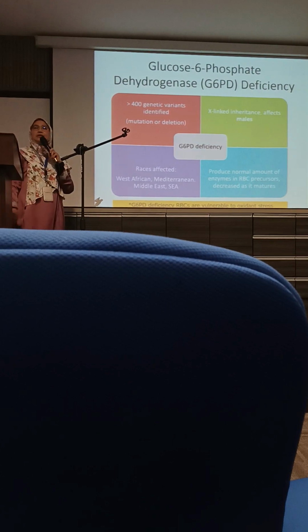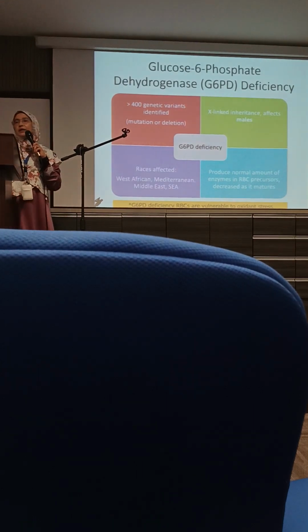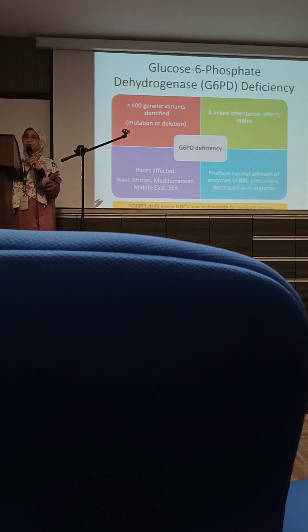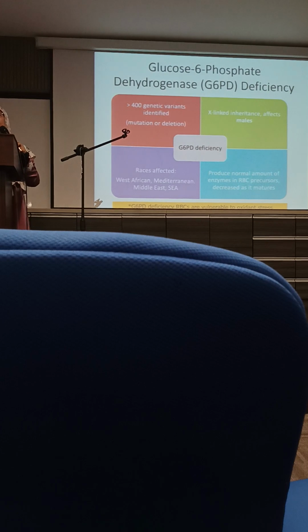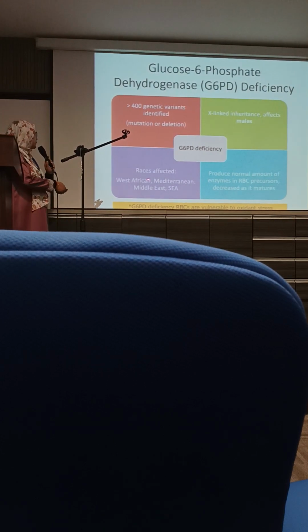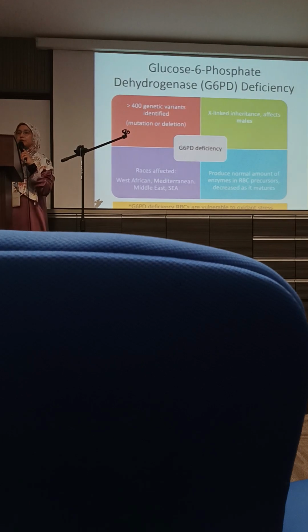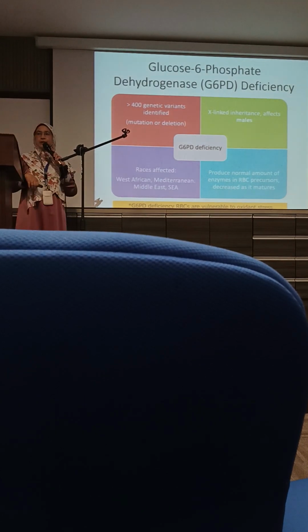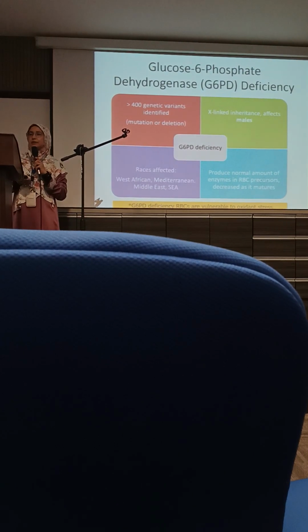G6PD, you have already learned it. It is due to mutation or deletion, and there are a variety of genetic variants, more than 400 types of mutation or deletion. It is X-linked, so it affects males, and is commonly seen in West African, Mediterranean, Middle East, and also in our population. It produces a normal amount of G6PD in the precursors, but as it matures, it will decrease. And they are vulnerable to oxidant stress.